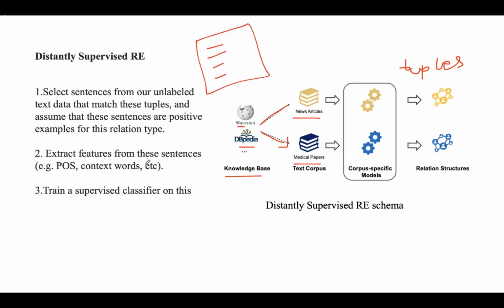Now extract features from these sentences. From the sentences, you need to find POS tags, or you can extract features like context words, etc. Then we can use a supervised classifier to determine whether the sentence is relevant for the relation type or not. After training, just like in supervised relation extraction, you can use the supervised classifier to detect relations in new text data. So this is a combination of the previous two models.